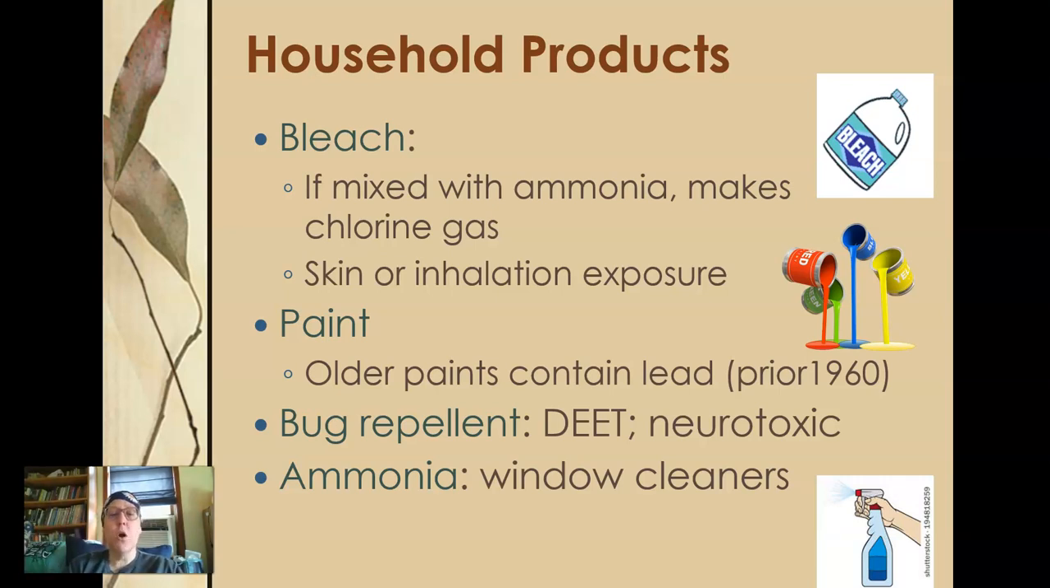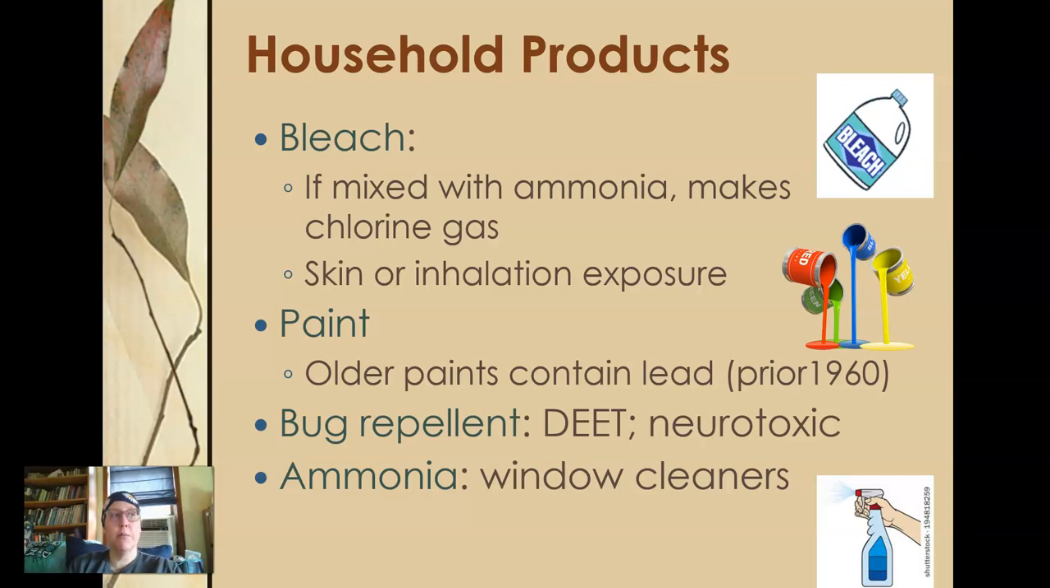Right, paint. Older paints contain lead. We're going to talk about lead here in just a minute. Prior to 1960, so in a way, it's a household product. So if a baby is chewing on something that's wood that's old, they could get lead. If paint chips come off of the wall or the wood in the house, and then the baby ingests those, that can cause lead poisoning.